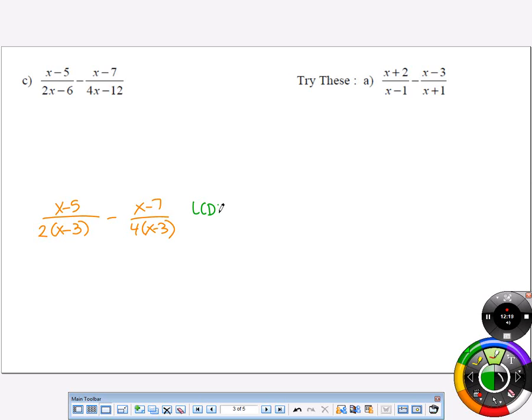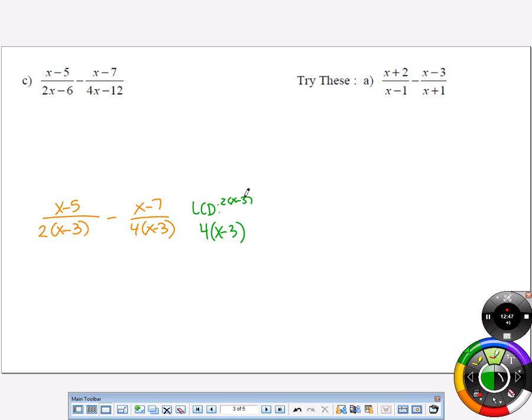Keelan? 4 times the quantity x minus 3. Okay. Is everybody okay with why x minus 3 is included in the least common denominator? If I look at the first fraction, my least common denominator is going to have a factor of x minus 3, and it's going to have a factor of 2. So I say, okay, these two things have to be in there.